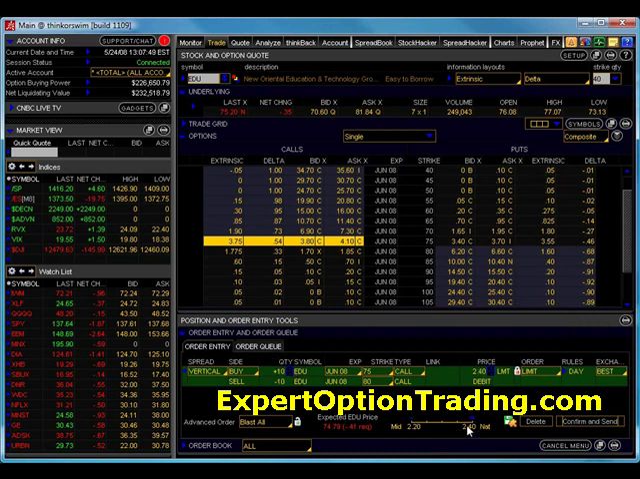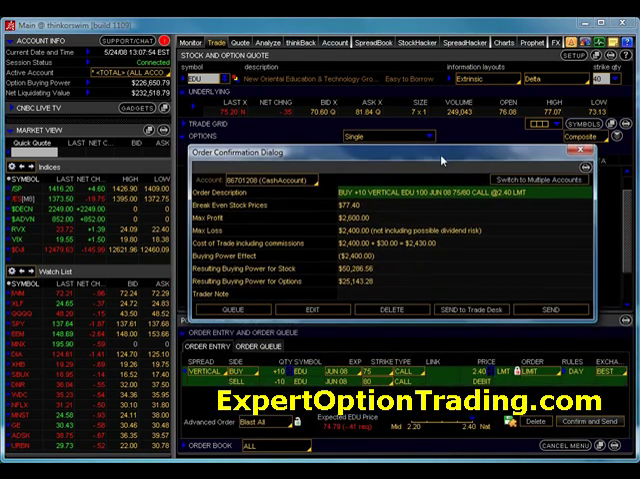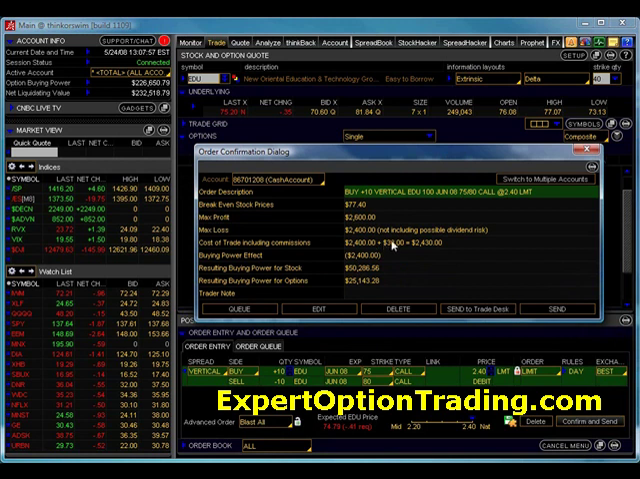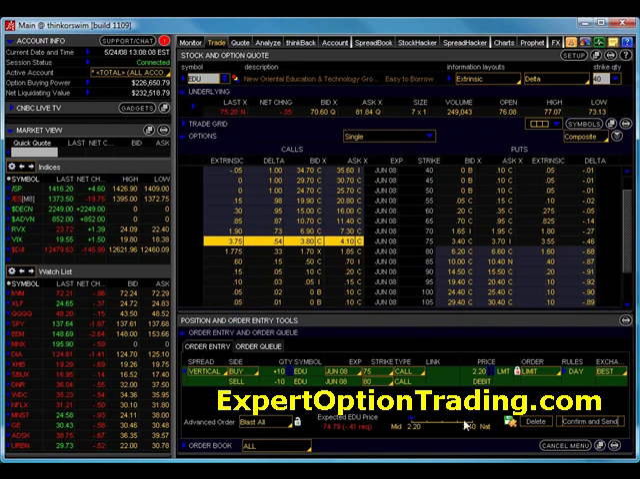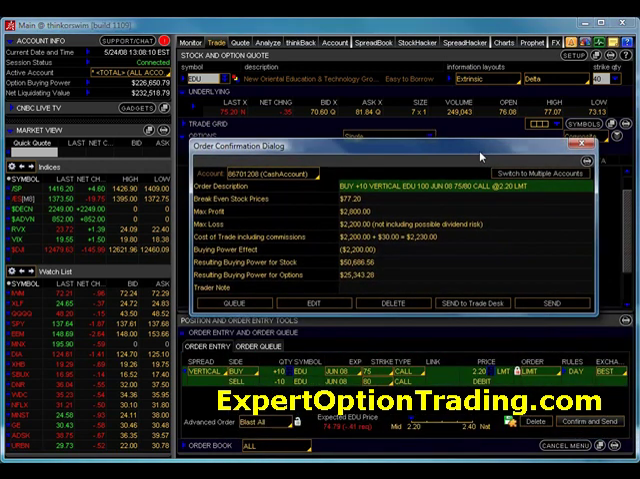If we were to enter this at the retail price of $2.40, we would be paying $2,400 plus $30 in commissions, or $2,430. Our maximum profit is $2,600. If we bought this at the mid price, we have shaved $200 off the price of our spread, and now our profit is $2,800. Our maximum loss is only $2,200, which is the cost of the spread, plus the commissions, or $2,230.